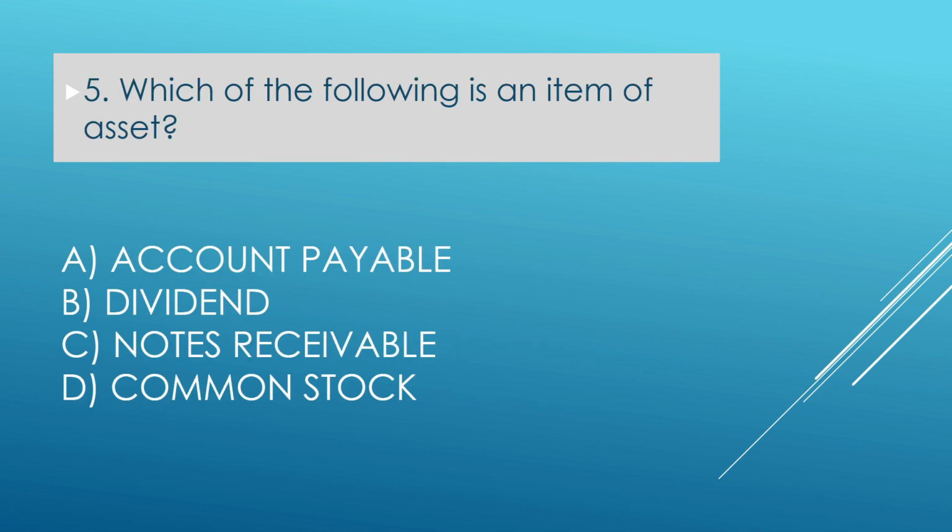Which of the following is an item of assets? So we'll see all the items. Which of the items are assets, we have to identify. Accounts payable is an item of liability. Dividend is an item of equity. Note receivable is an item of assets. Common stock is an item of equity. So what is your answer? Your answer is C. Note receivable is an item of asset.